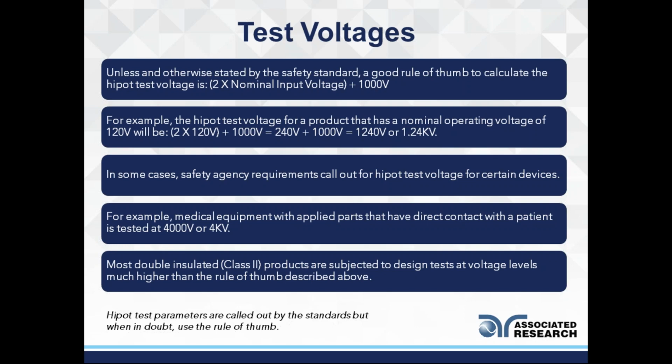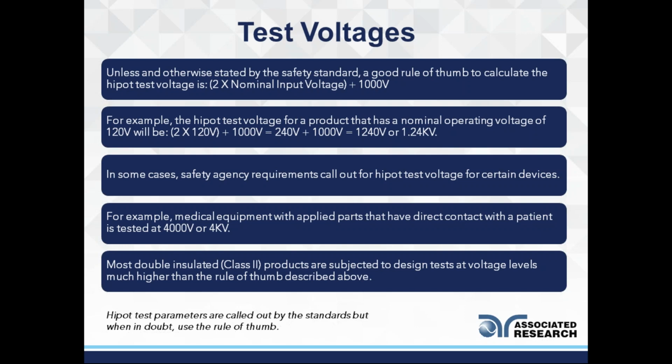1,000 volts to it. So for example, the Hipot test voltage for a product that has a normal operating voltage of 120 volts will be twice of that, which is 240, plus 1,000, so the 1,240 volts or 1.24 kV number. Again, this is the rule of thumb. However, these numbers may change depending on the standard and the type of products that are undergoing the Hipot tests.